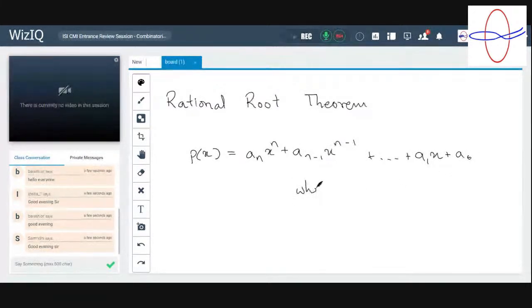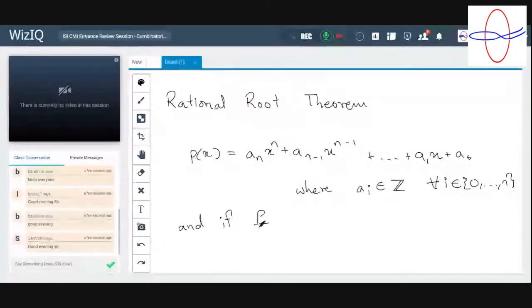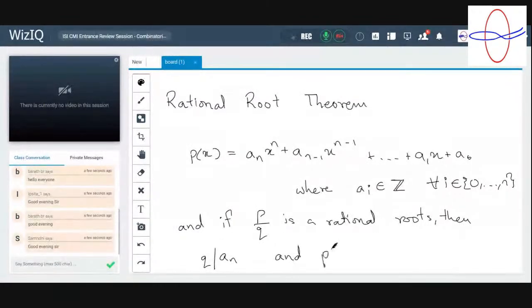where all the coefficients are integers, where a_i belongs to the set of integers for all i belonging to 0 till n, and if p over q is a rational root, so obviously p and q are integers, then you can say that q divides a_n, and you can say that p divides a_0. Is this correct?